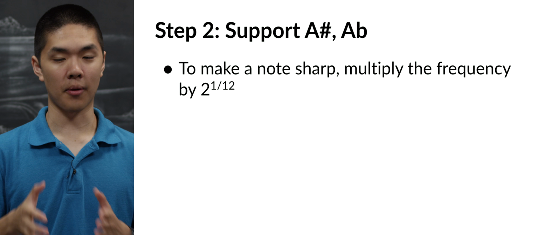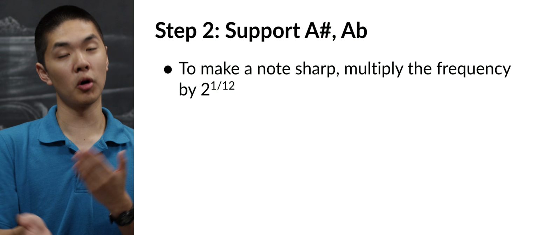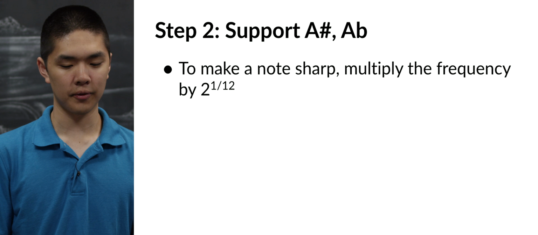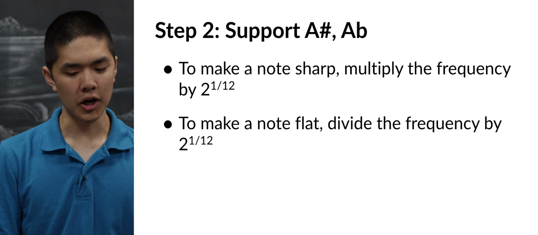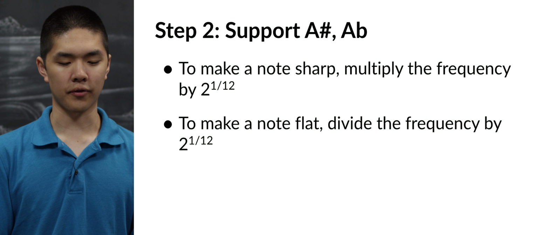Remembering that in order to get from one frequency to the frequency exactly one semitone above it, we just multiply by this 2 to the 1 over 12. Likewise, to make a note flat, we'll do the opposite. Divide the frequency by 2 to the 1 over 12.